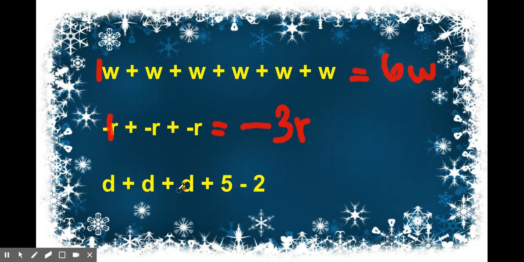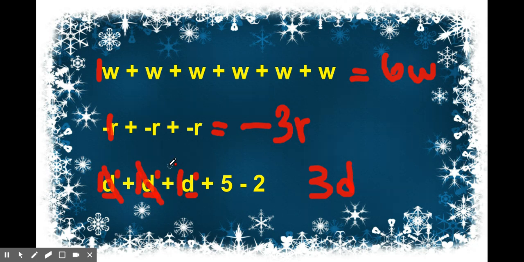Last, I have d plus d plus d plus 5 minus 2. Well, I have to remember, like terms have the same variable raised to the same power. Well, here's a 1d, a 1d, and a 1d. All three of these have the same variable raised to the same exponent. Remember, when I do not see an exponent, we have the secret ninja 1. Each variable here is raised to the power of 1. So I have 1d plus 1d plus 1d. That gives me 3d.